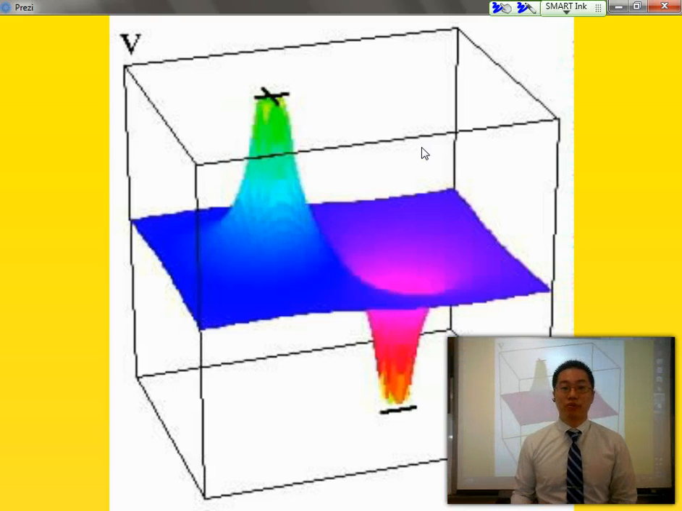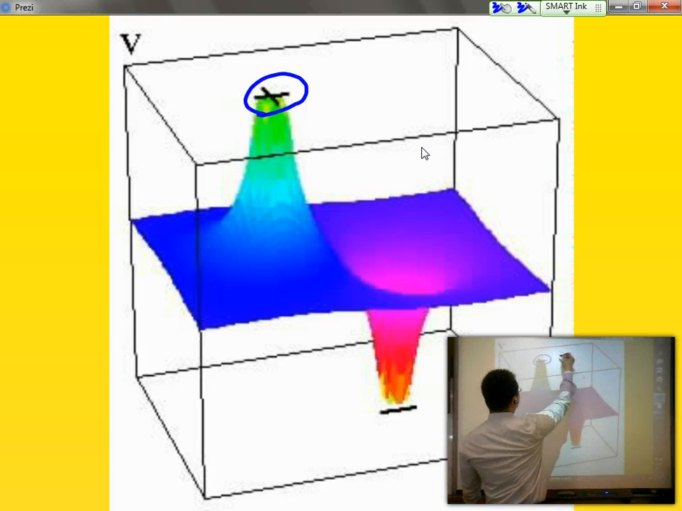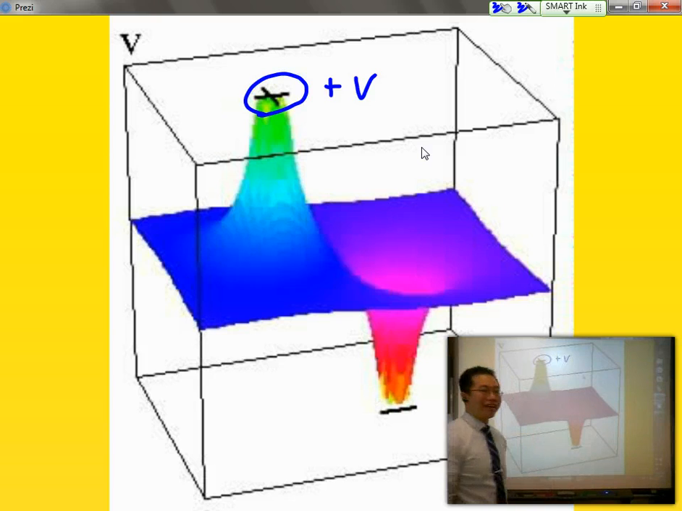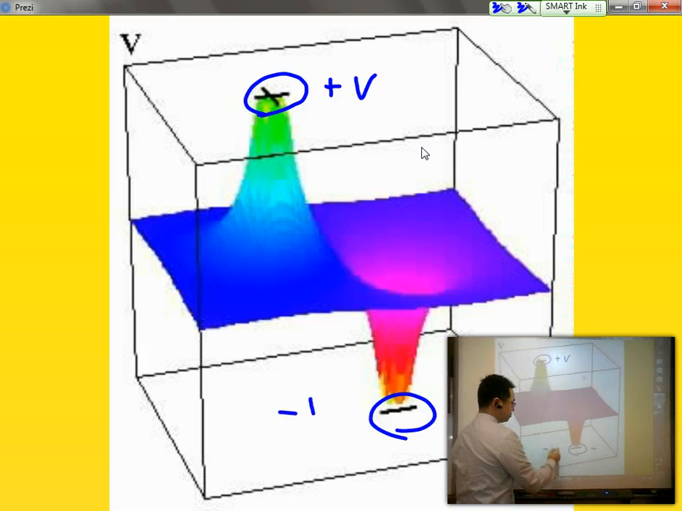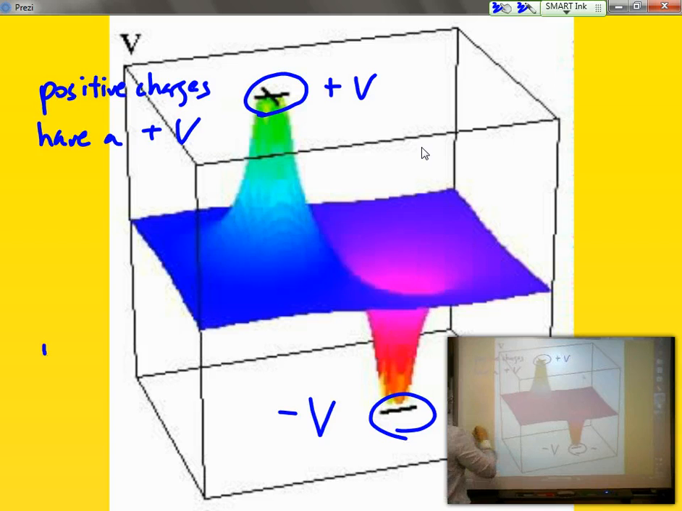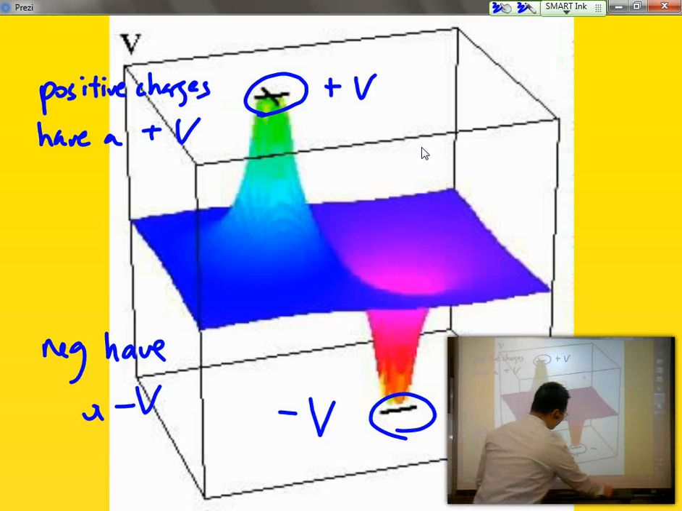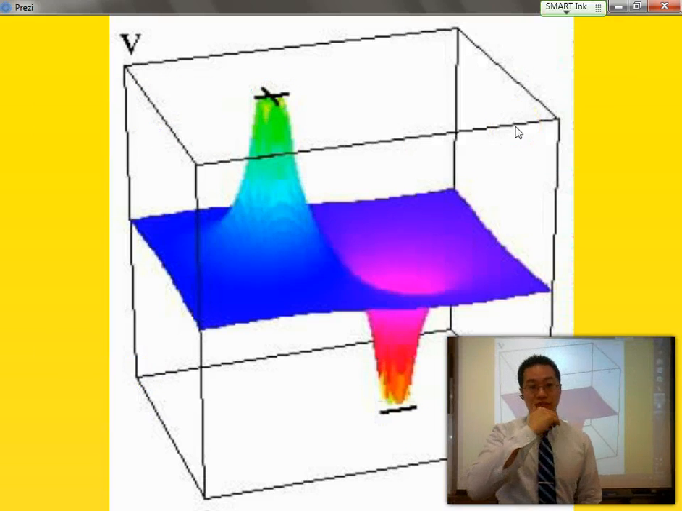But whenever we're dealing with charges, a positive charge will always have a positive electric potential. A negative charge will always have a negative electric potential. Okay, so keep that in mind. Positive charges have a positive V, and negative charges have a negative V. So it's as if you're actually digging downwards when you're dealing with electric potential.